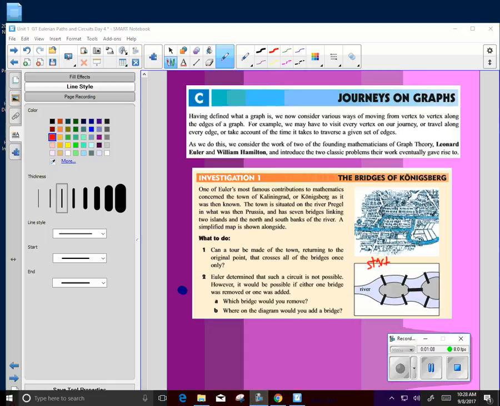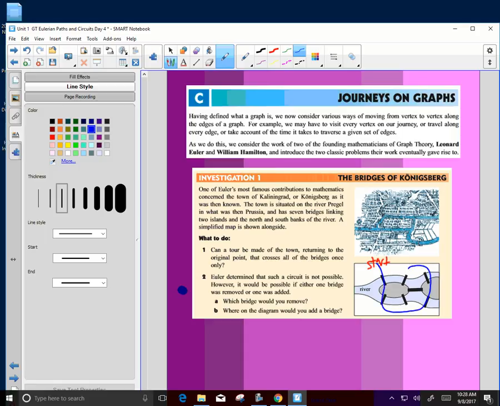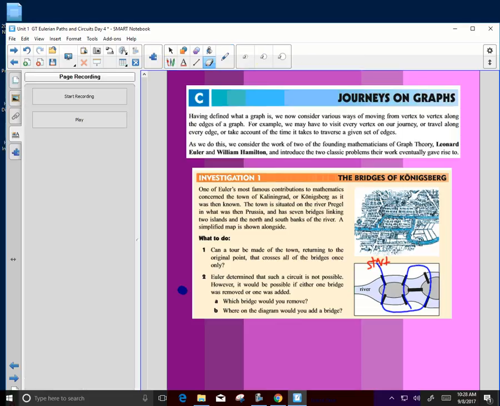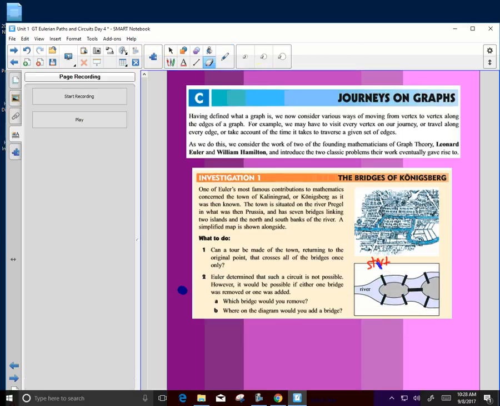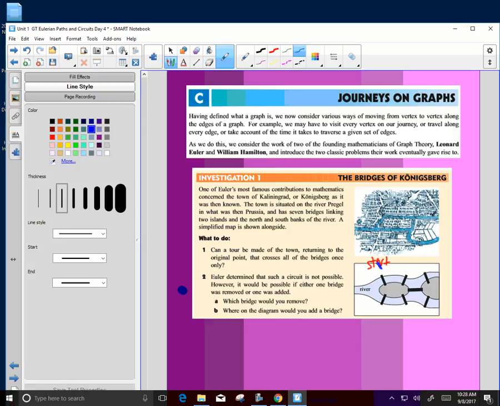So we could try a couple of things. We could go here, and then that's a problem. Anybody get close? Yeah, you end up on the other side and you miss a bridge, right? Yeah, and so he was interested in this idea of vertices and edges and limitations that exist. Euler determined that such a circuit is not possible. However, it would be possible if either one of the bridges was removed or one added.